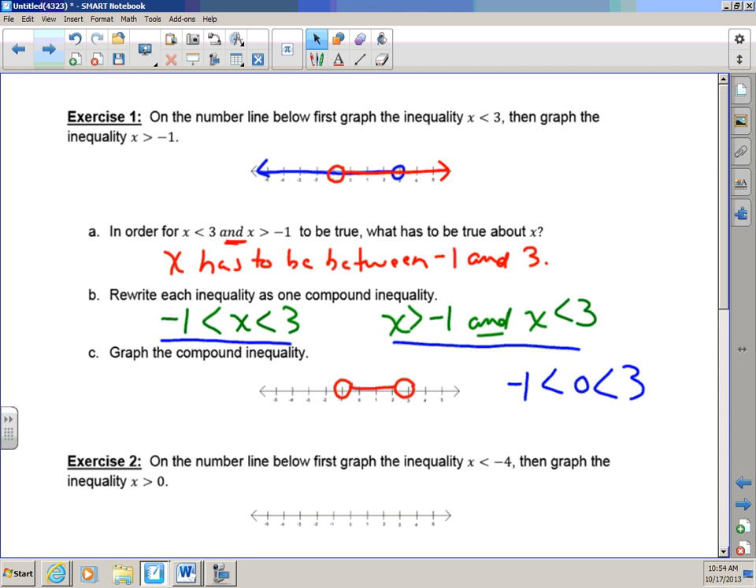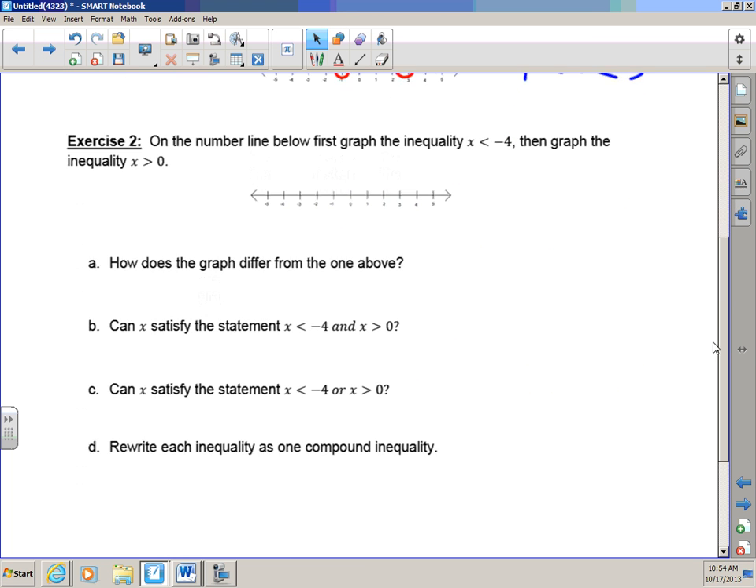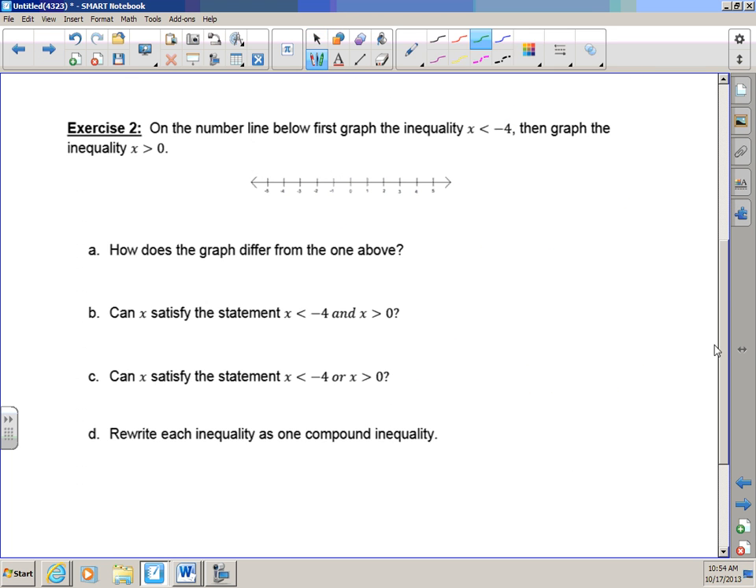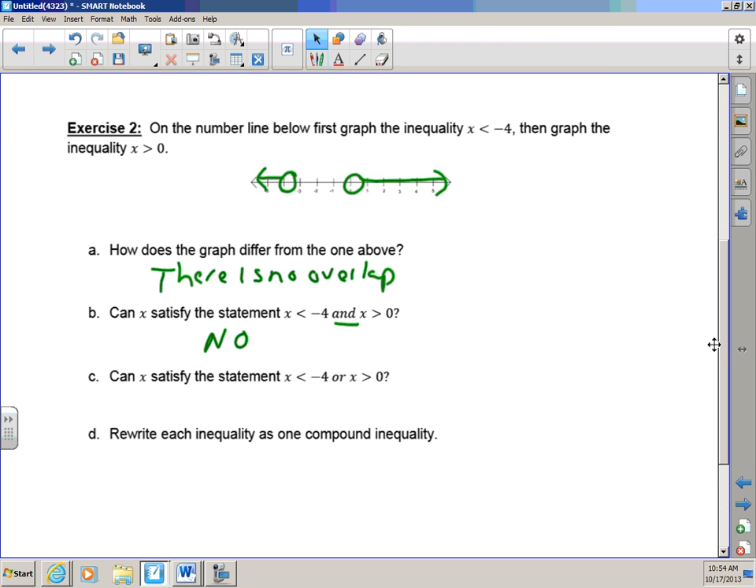Now, let's go to the second example, where I'm going to graph x is less than negative 4, and x is greater than 0. But what's different there from above is no overlap. Can x satisfy the statement x is less than negative 4 and x is greater than 0? No. There is no value of x that satisfies both.